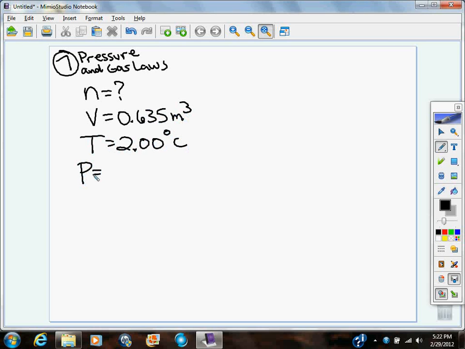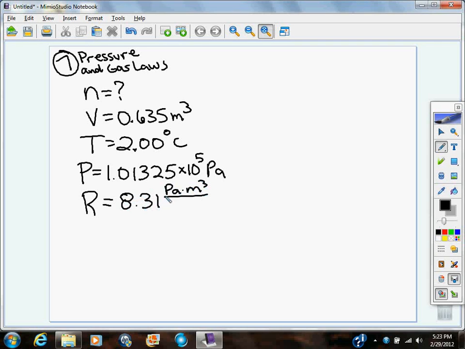Standard atmospheric pressure for this refrigerator is listed as 1.01325 times 10 to the 5th pascals. Now, we have to note, the gas law constant is going to be 8.31 pascals times meters cubed over moles times Kelvin.